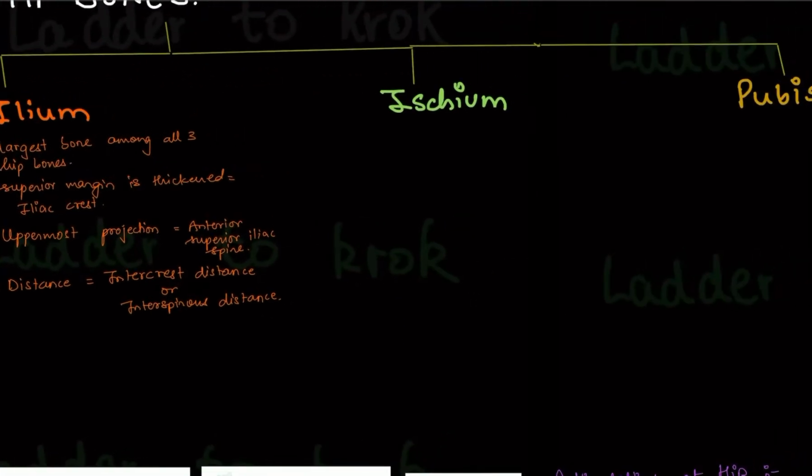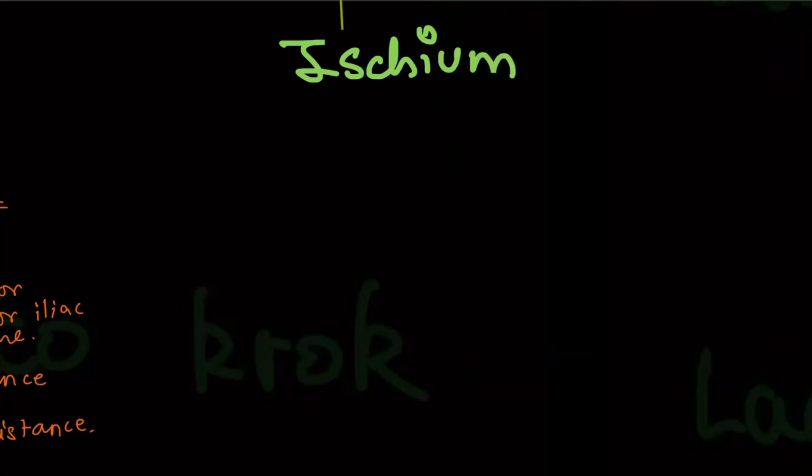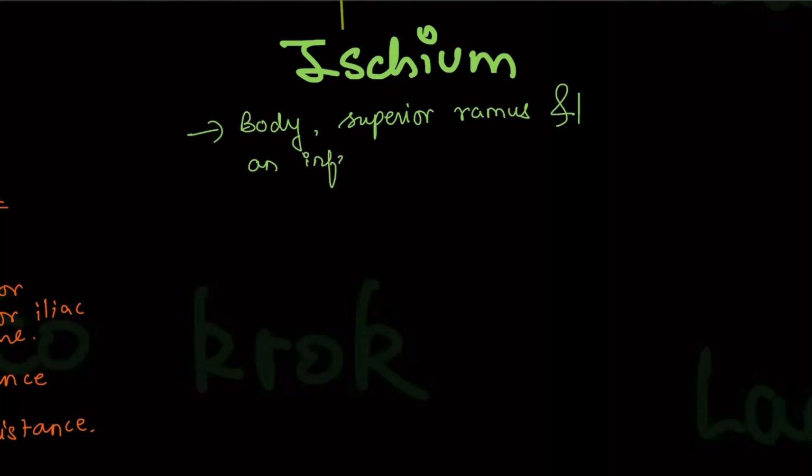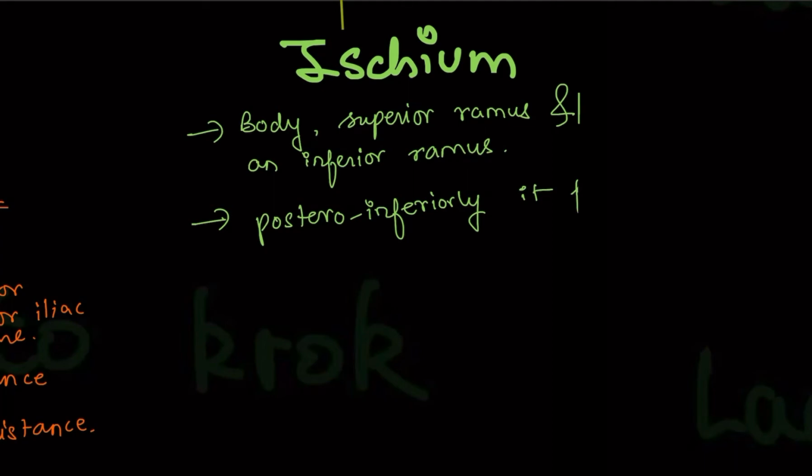Now let's move on with the ischium bone. Ischium bone, it has a body, a superior ramus. Ramus means branch. Okay, and an inferior ramus. Postero-inferiorly means on the posterior side, but on the inferior portion of this ischium bone, it forms ischial tuberosity. What is tuberosity? A rough projecting surface, okay, for an attachment.